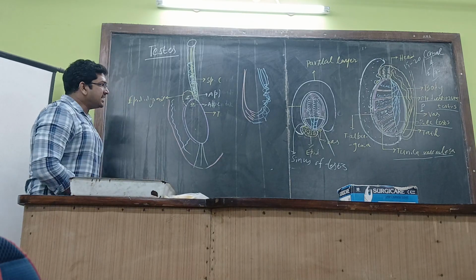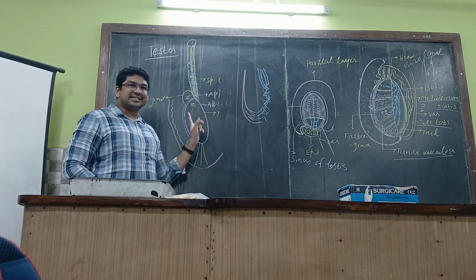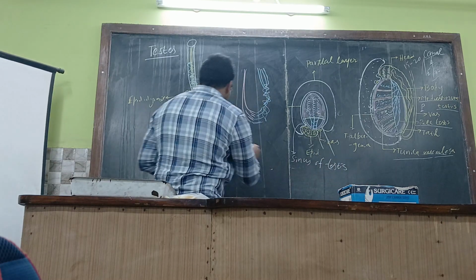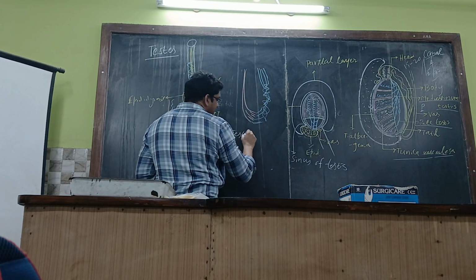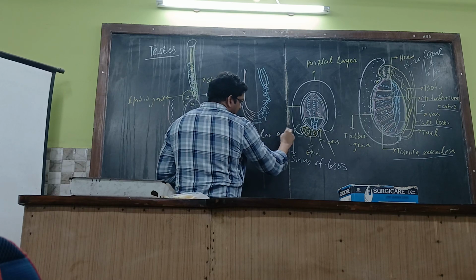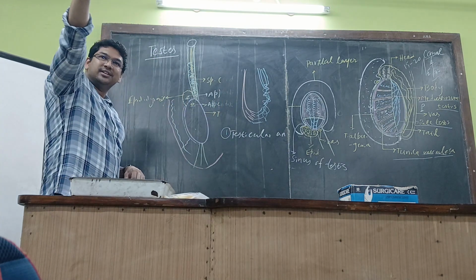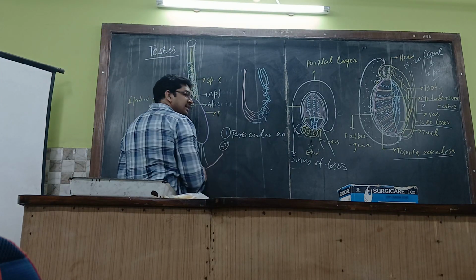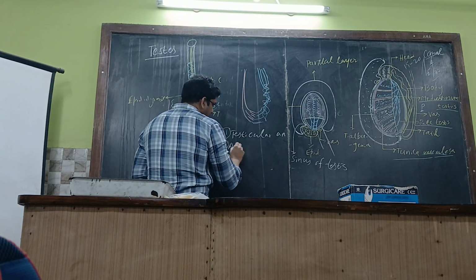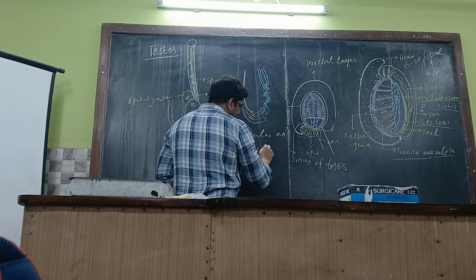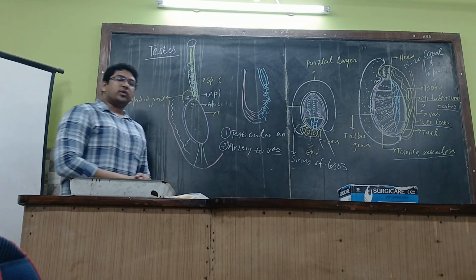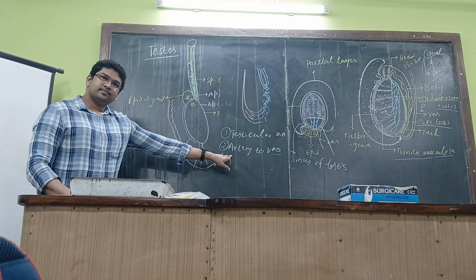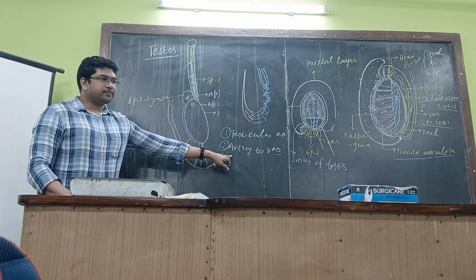See here, the testis is supplied by which arteries over here? First of all, by means of the testicular artery, which is a branch of the abdominal aorta, and then one more is the artery to the vas deferens, which is a branch of... the artery to vas deferens.